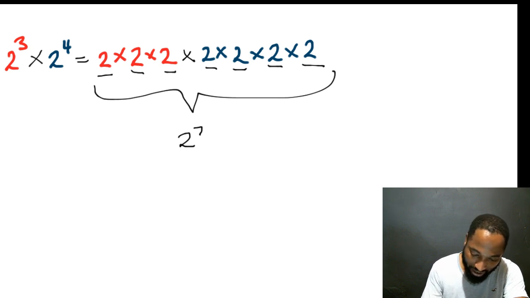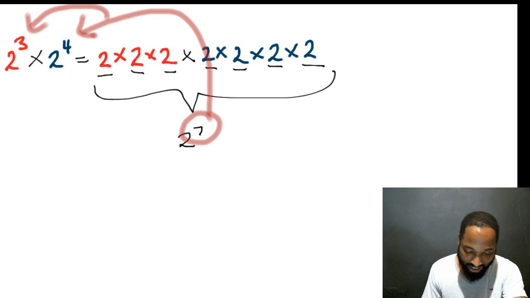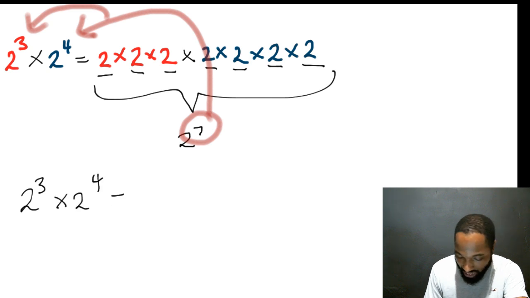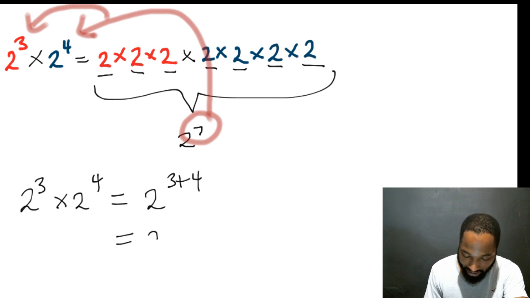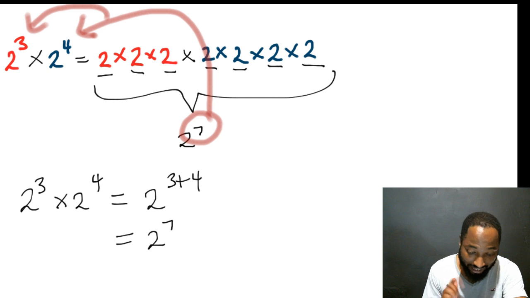But if we look across here, this is the magic. We would see that 7 is actually the sum of these two numbers. So are you saying that 2 to the power of 3 times 2 to the power of 4 is actually equal to 2 to the power of 3 plus 4? Yes, that's exactly what I am saying. And that's the rule. That is the rule.